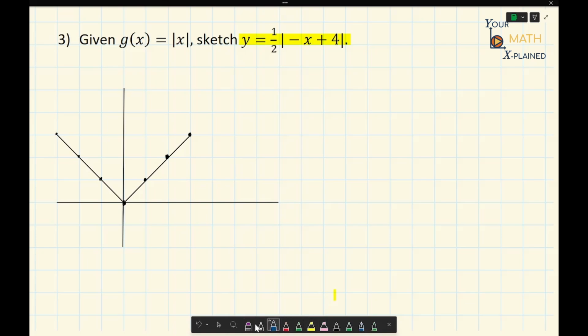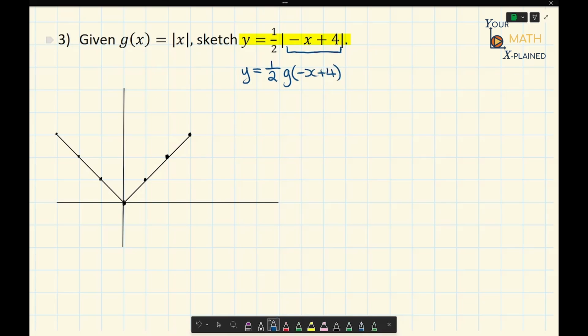So in order to do that, let's take a look at what our function is. Our function is the absolute value of x, meaning with x being our input, the input goes inside the absolute value signs. So if we look at our transformed equation, this is our input that is going in between the absolute value signs, and then this 1/2 is outside. Therefore, y is equal to 1/2 on the outside, and then g of, and our input is -x plus 4.